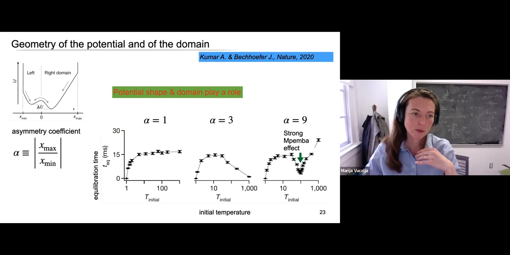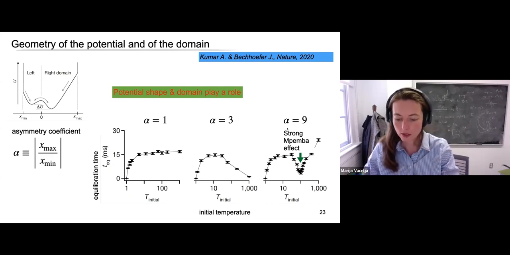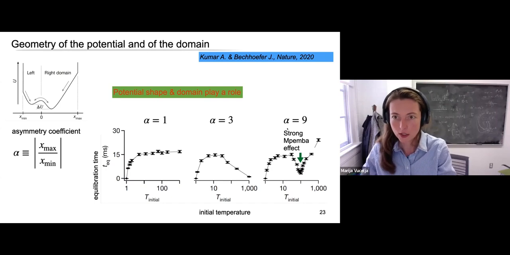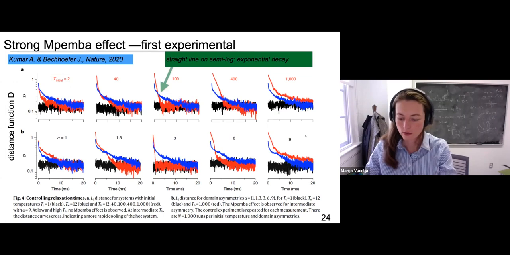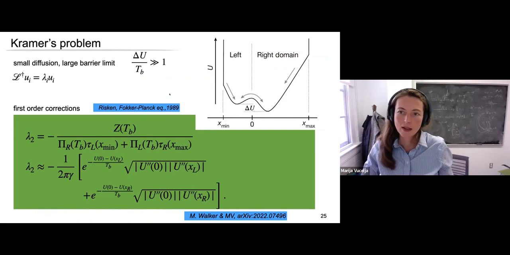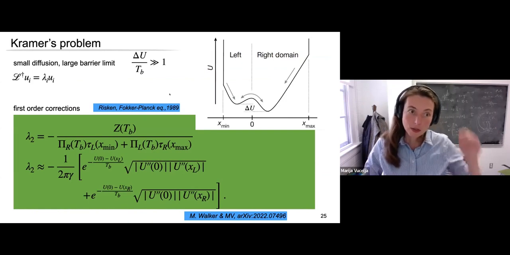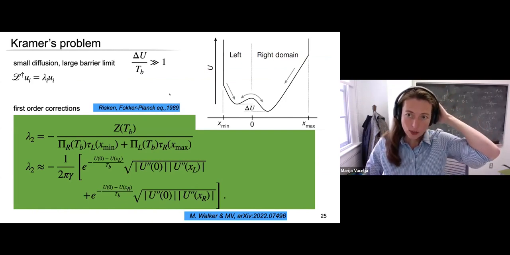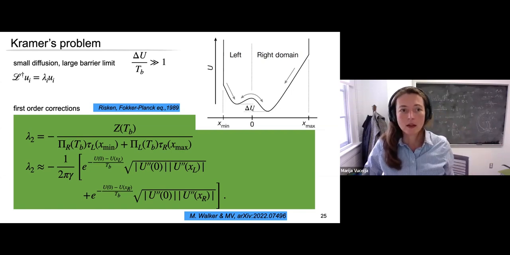So when the asymmetry of the domain was large, they saw that they have the strong Mpemba effect. So that was John and Avinash. And then a semi-log straight line means exponential decay. Their setting is very similar to the typical setting of a Kramers problem: you have a large barrier and you have small diffusion.